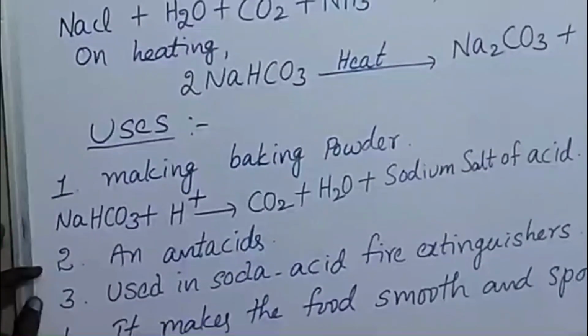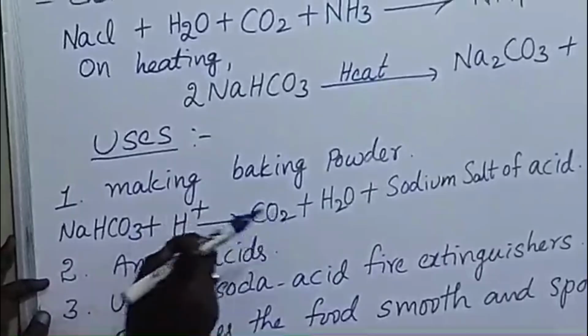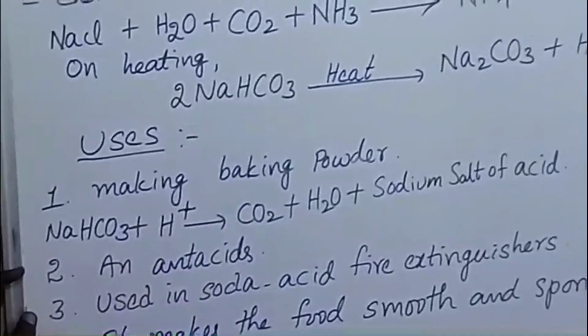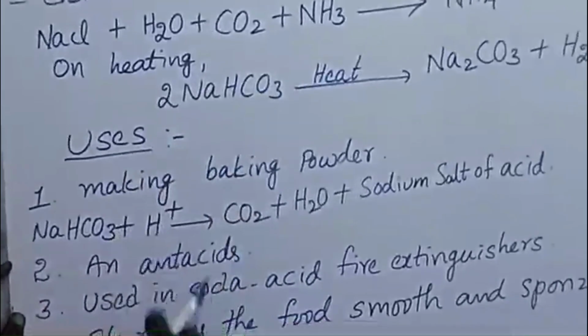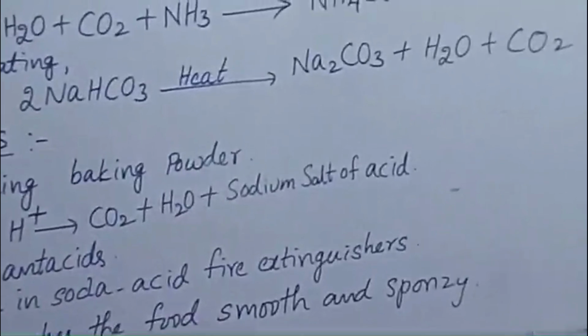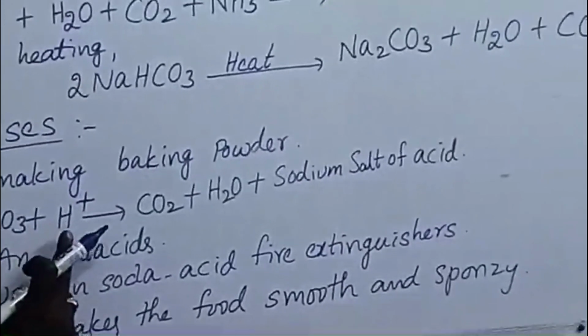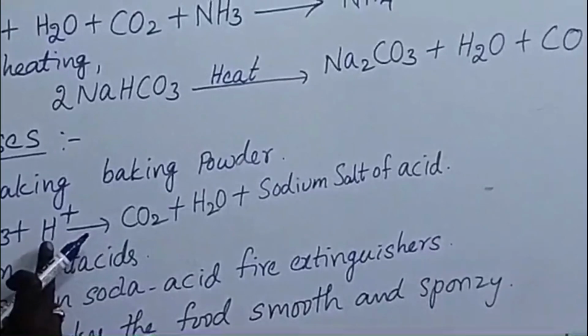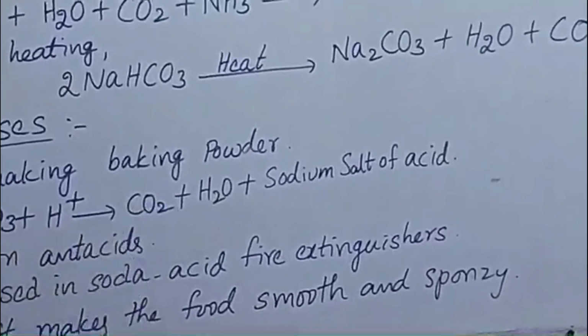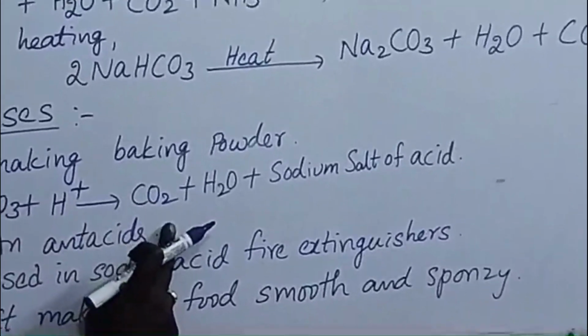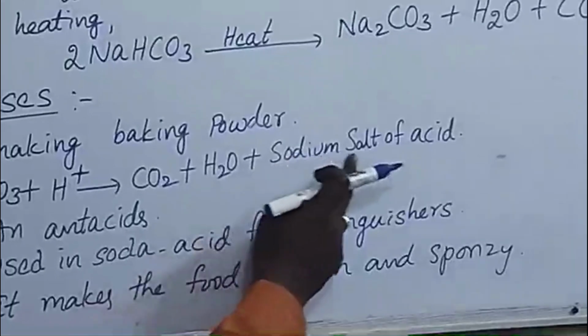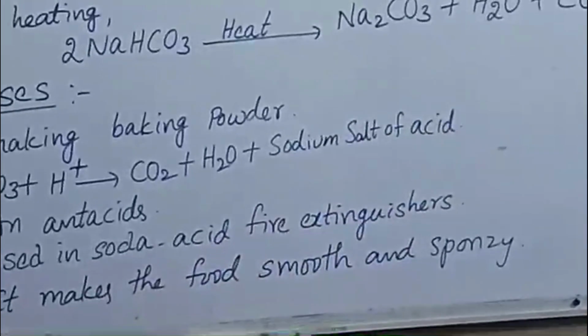When we add tartaric acid, a weak acid, to baking soda, it is converted into baking powder. Here NaHCO3 plus the weak acid's H+ ion is converted into carbon dioxide and water, and the sodium salt of the acid. This is the preparation of baking powder.